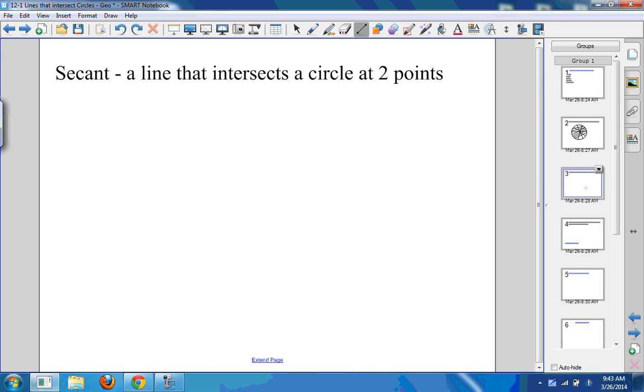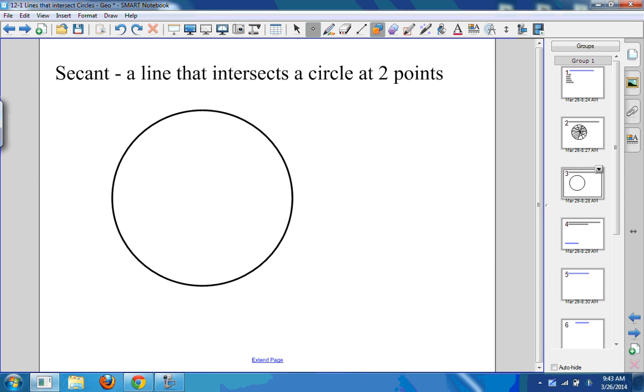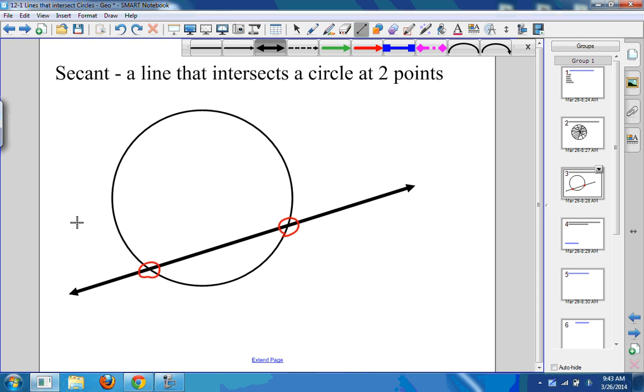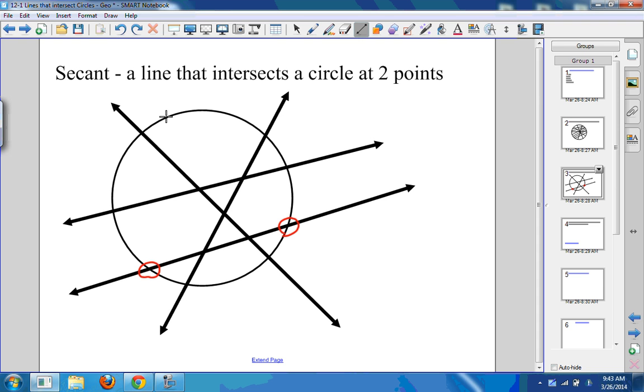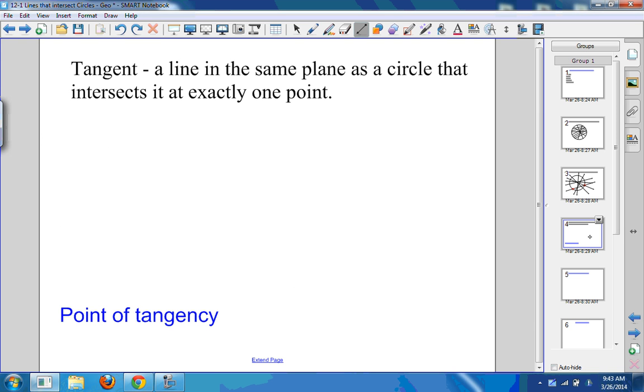Let's look at the next one. A secant is a line that intersects a circle at 2 points. So instead of a segment now, we have a line. A secant is a line that intersects a circle at 2 points. So here's a line, and it intersects at 2 points. You may be saying, all lines intersect a circle at 2 points. That's actually not the case, which we'll learn in a second. I can draw a million different lines that intersect this circle at 2 points.